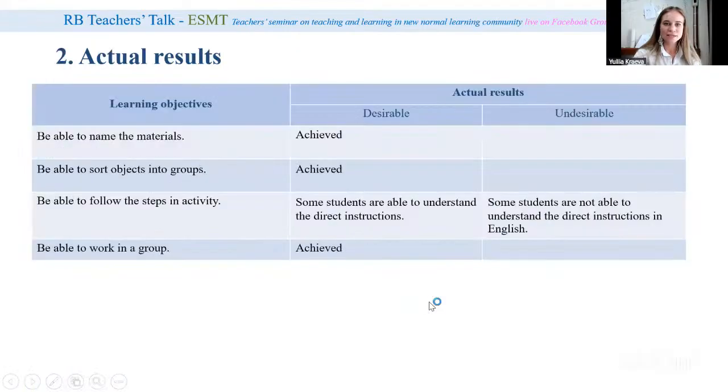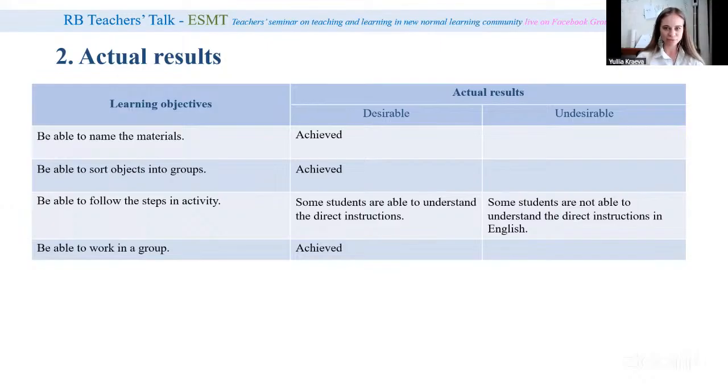And the results. Not every student, but many of them were able to name the materials. The hardest materials to name were fabric and rubber. It was hard to pronounce for them. Other materials were easy, especially plastic. So achieved. Be able to sort objects into groups, achieved. Be able to follow the steps in the activity.